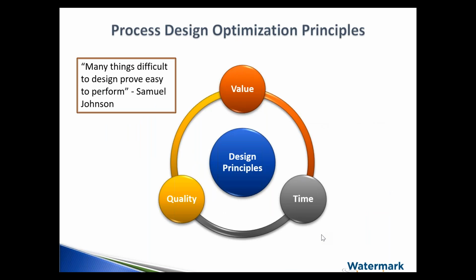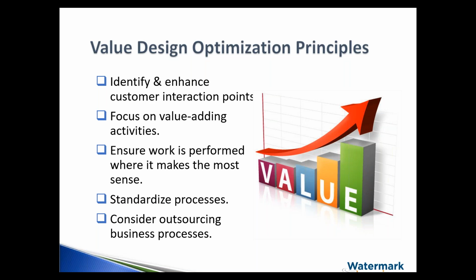So there's 3 key things to process design optimization. We can look at value, we can look at time, and we can look at quality. And these are really nice checklists that I hope you can use when you leave here tonight.